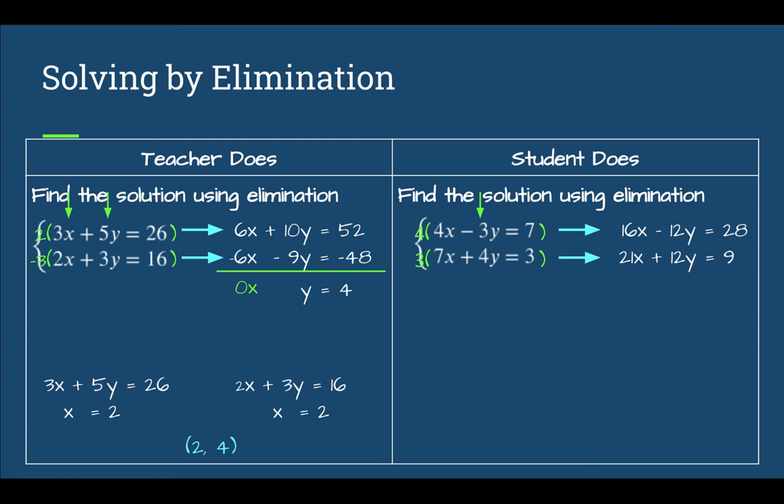You could have multiplied the top by 7 or -7 and the bottom by 4 or -4 and eliminated your x's. Again, it doesn't matter how you're doing it. Choose something that works. So you should have figured out that x was equal to 1, substituting it back in, y was equal to -1. So your final coordinate should have been (1, -1).